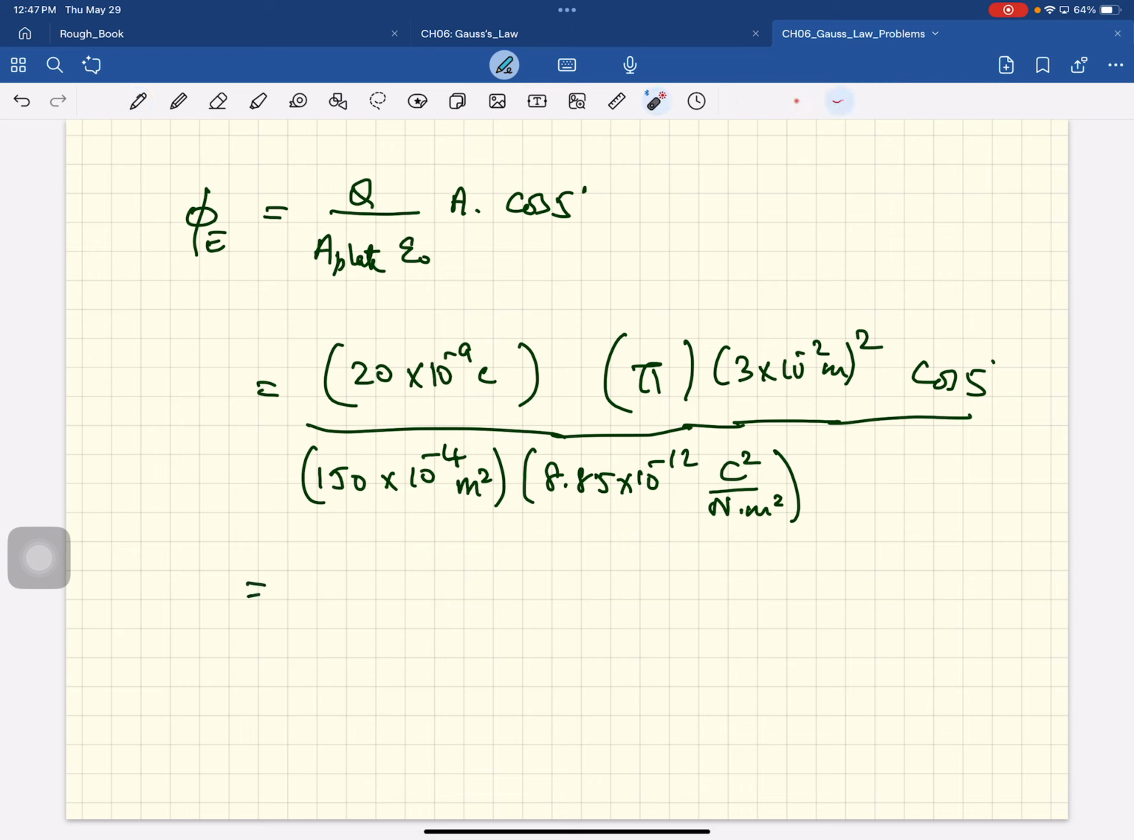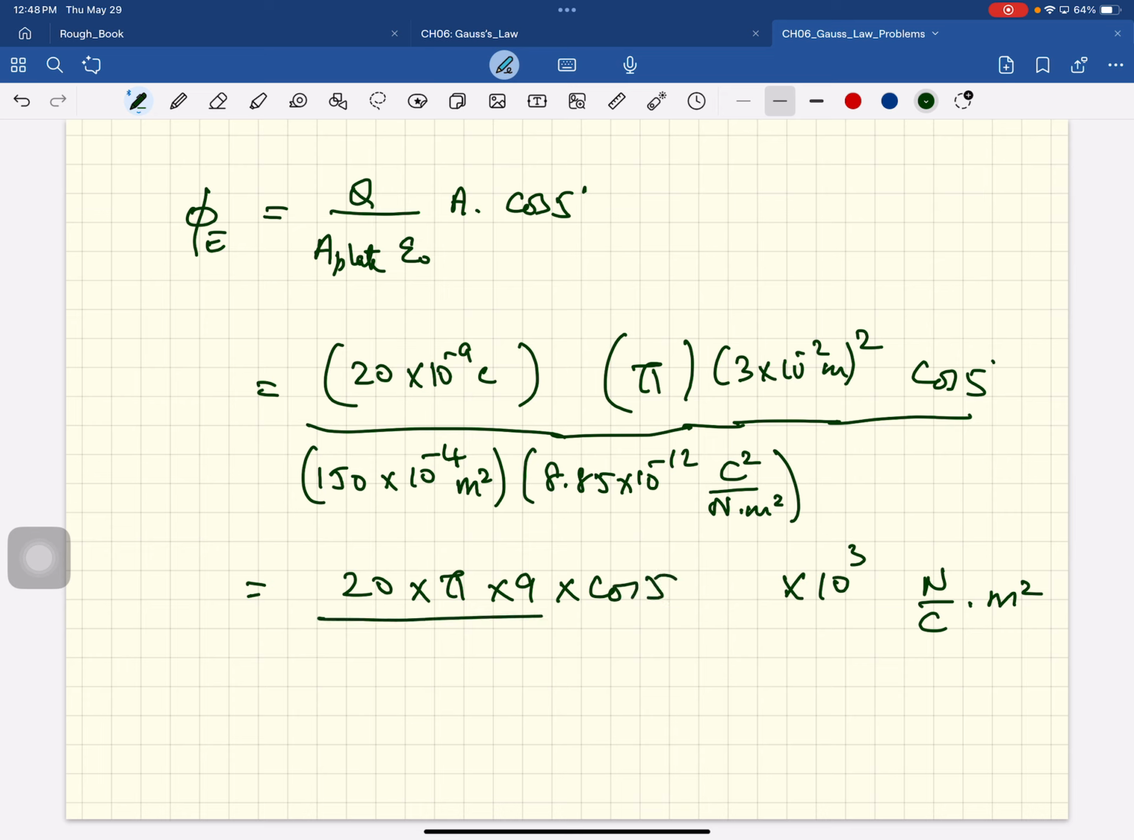Okay. Let's take care of powers of 10. See, this is 10 to the minus 4, that cancels with that 10 to the minus 4. This is 10 to the minus 12, so you get 10 to the 3 on top. Newton per coulomb meter square. 20 into pi into 9 into cosine 5, over 150 into 8.85. Okay. So let's do this.